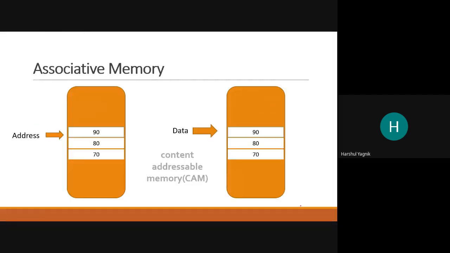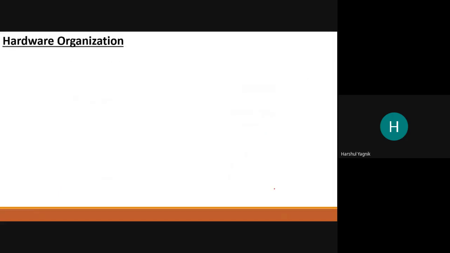So let us go back. Here, suppose the 80H value needs to be read, then 80H is given as an input to the content addressable memory. Now in different locations, wherever 80 is written, all those locations are marked for reading the content.